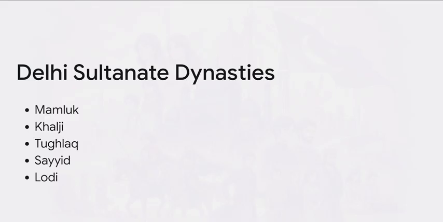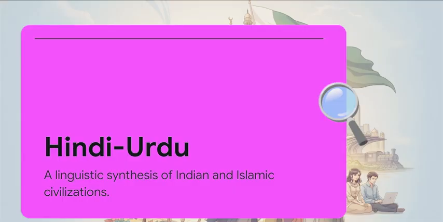Now, just to keep our momentum going here, let's rapidly track the 5 ruling dynasties of this powerhouse. You have the Mamluk, the Khalji, the Tughlaq, the Sayyid, and finally the Lodi. The absolutely crucial theme to take away from this period is fusion. Under the Delhi Sultanate, we see the emergence of the Hindi-Urdu language, a true synthesis born directly from the integration of Indian and Islamic civilizations.